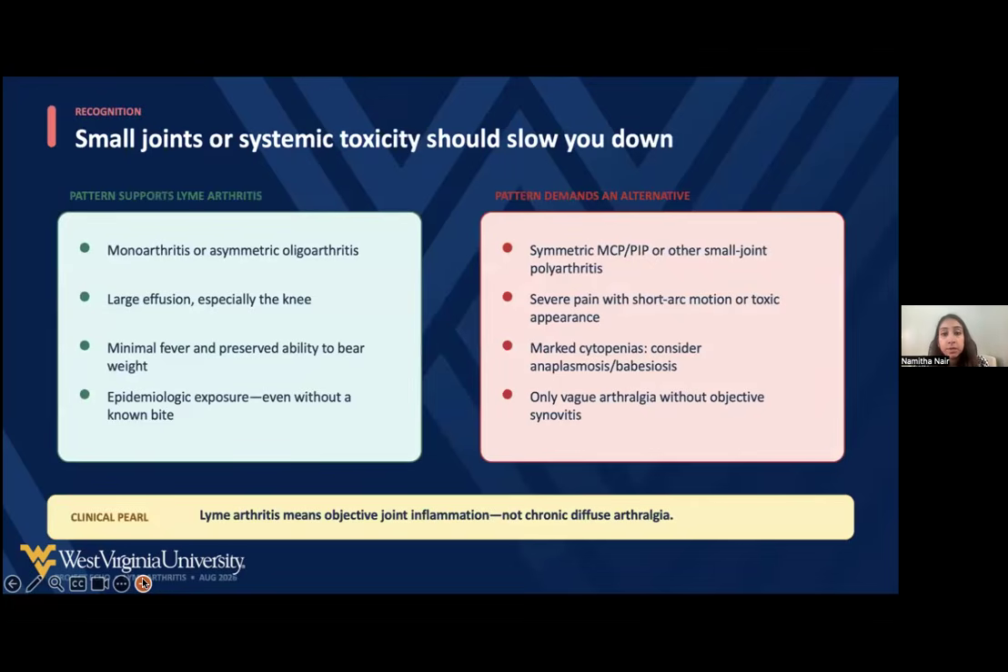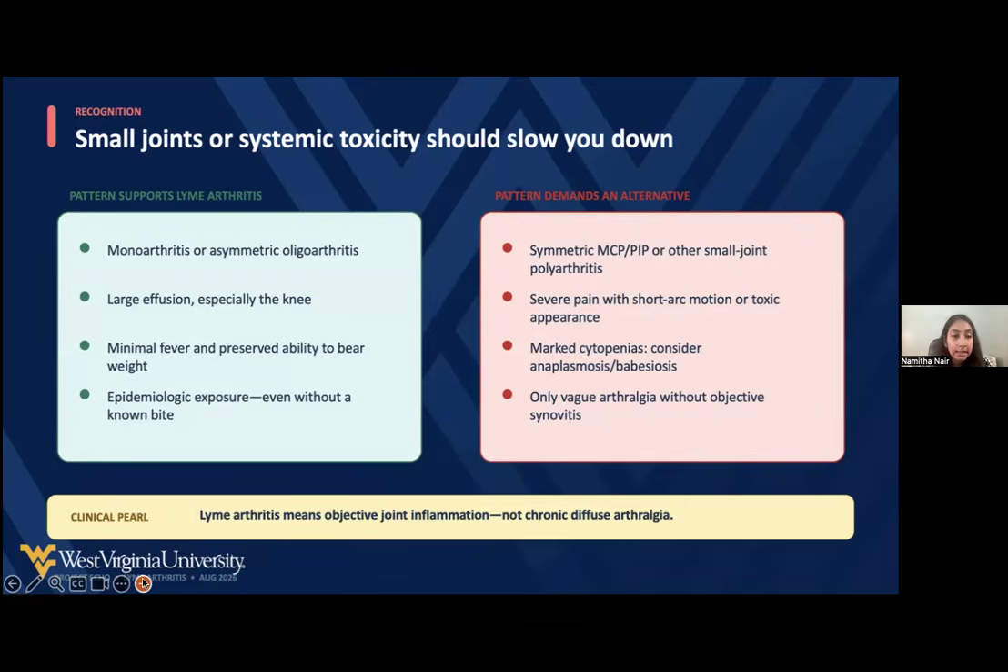So small joints or systemic toxicity should slow you down. Like I said, if you notice that there is a symmetric MCP or PIP involvement, the hands and the feet are the main concerning areas, there's significant pain even with minimal movement, or they have marked cytopenias, in that case you should start thinking about alternatives here. So is it a true rheumatoid arthritis maybe? Or is there another infection going on, like anaplasmosis or babesiosis?